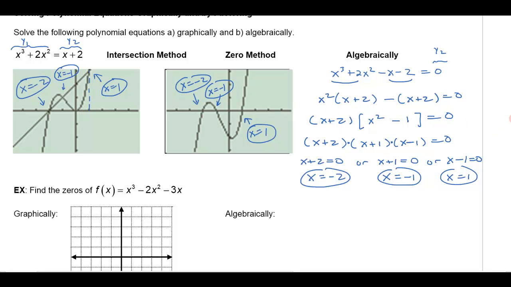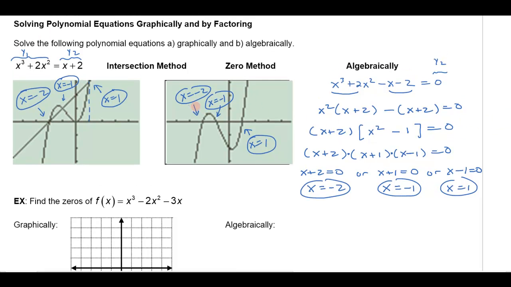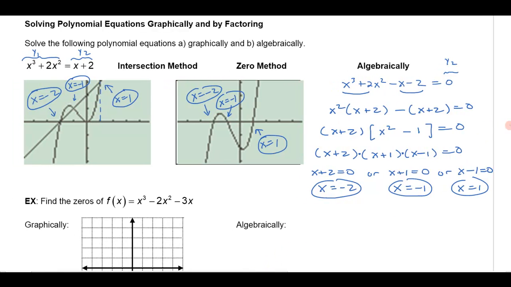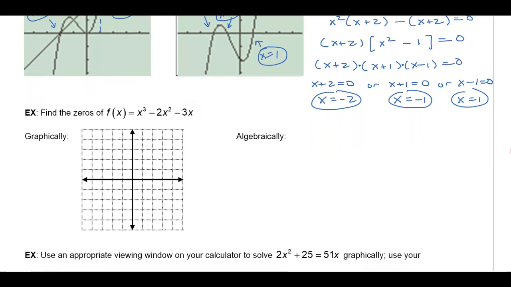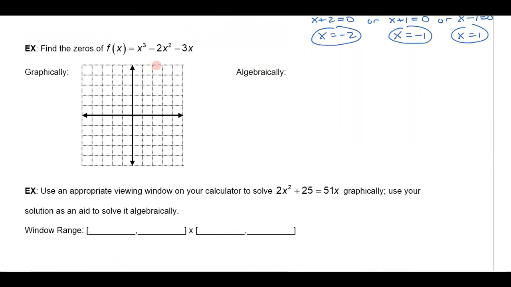Okay, so that's how we would solve a polynomial equation, either using the intersection method or the zero method, doing it graphically, or that same problem algebraically. Here's another problem that asks us to find the zeros of this particular function. Remember, the zeros are the x values that make it equal to 0. So I want to find where the output, where the y value is 0. When I graph that, that's going to be along the x-axis. So if I want to find it graphically, I'm looking for the x-intercepts.